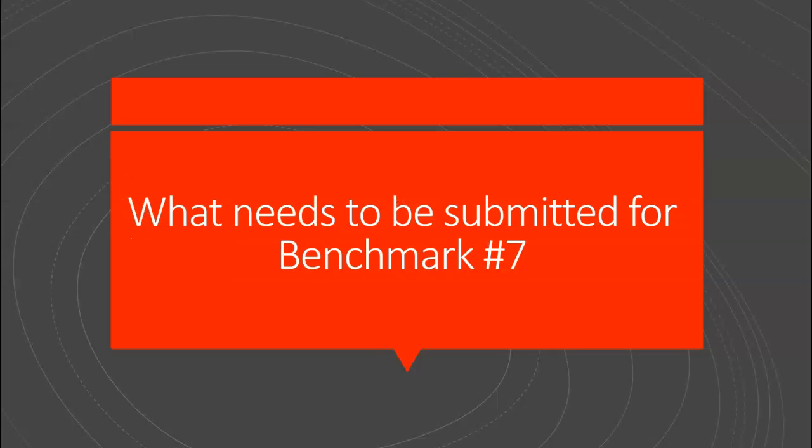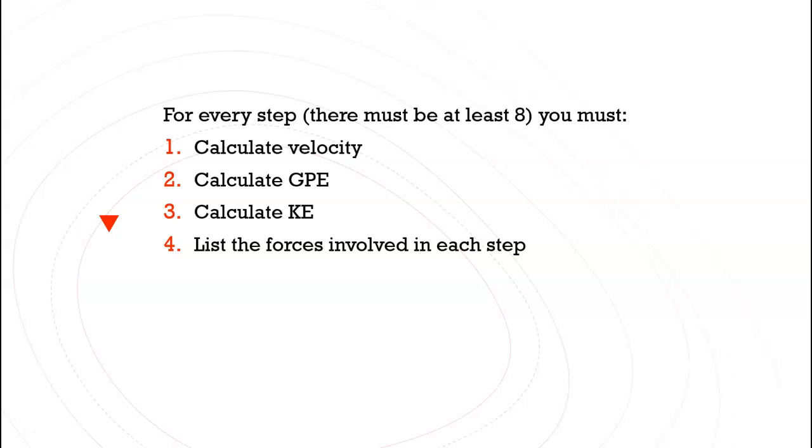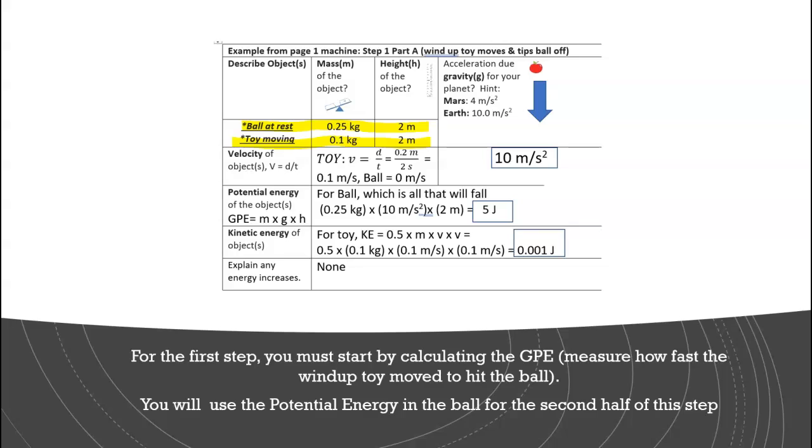So what do you need to submit to me? For every step, you're going to calculate velocity. You need at least 8 steps, remember, for freshmen. Calculate velocity, calculate the gravitational potential energy, calculate kinetic energy, and list the forces in each step. Okay, so here's an example of what you're going to see in the document that I'm going to send to you. So you're going to describe the objects.